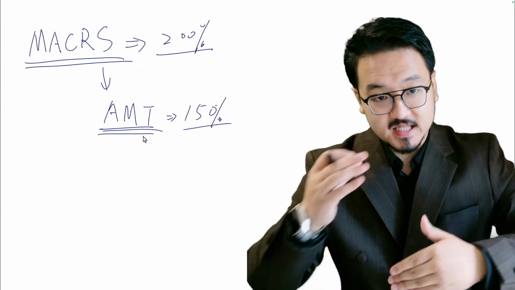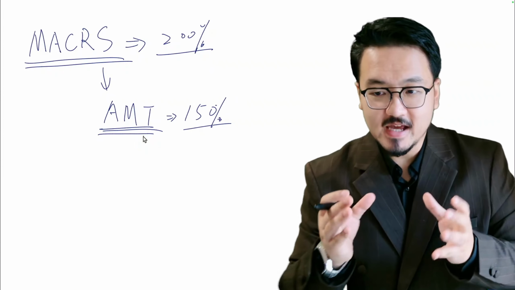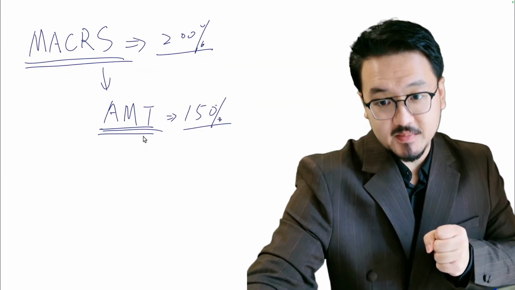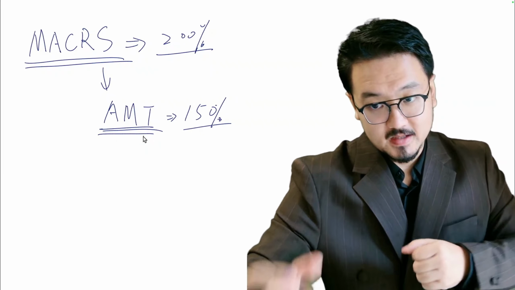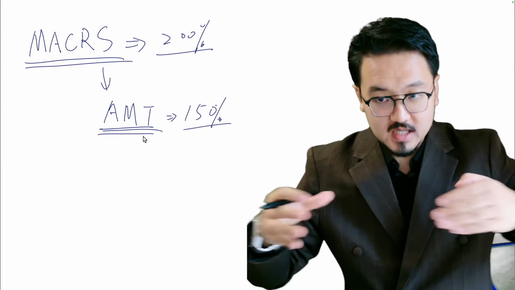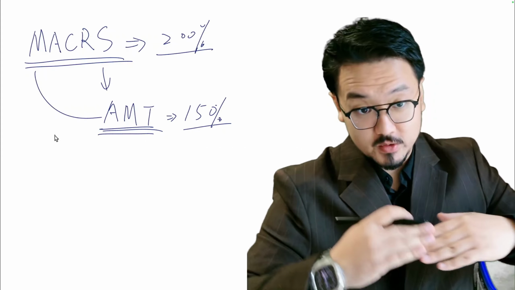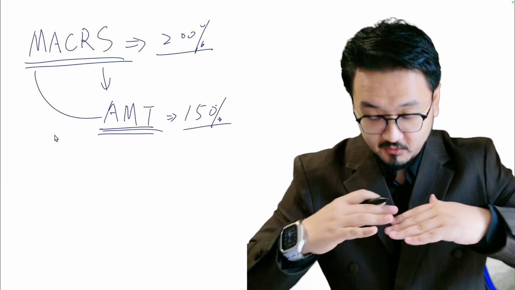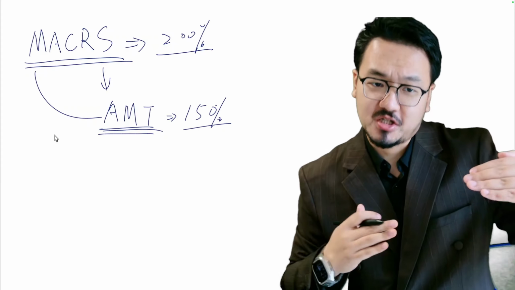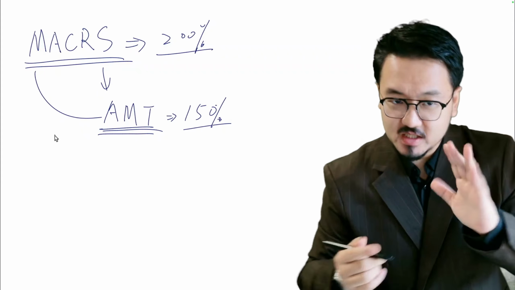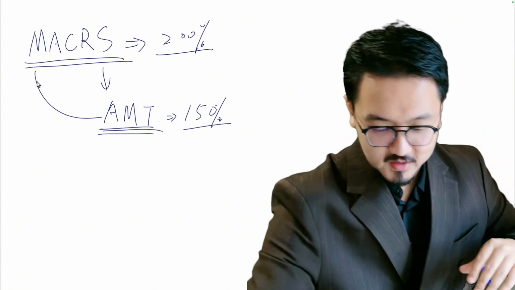As I said, it's a timing difference. Right now it's an AMT liability, but later it's an AMT credit. Over the whole life of the asset, the total depreciation equals out. The total depreciation is the same. It's just a timing difference. Liability now, credit later.